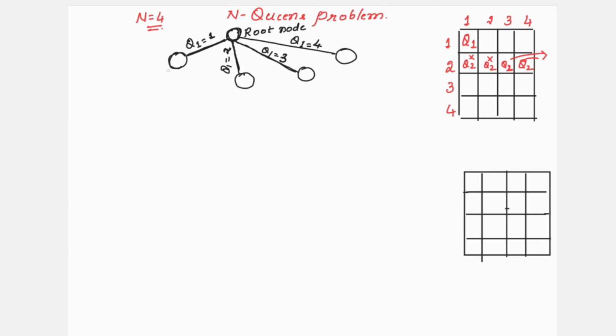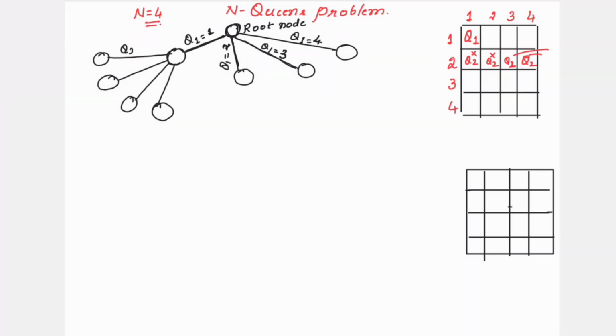Those two options I can show in the state space tree too. Out of these four options available in the second row, Q2 in the first column of the second row, Q2 in the second column, Q2 in the third column, Q2 in the fourth column. Out of these four options, we can say these two we cannot place. So for us, the next option left is this one, Q2 equal to 3.